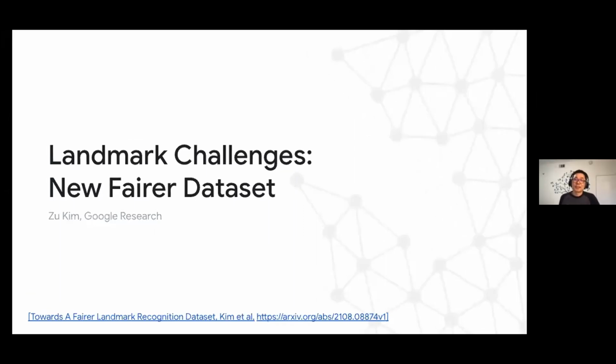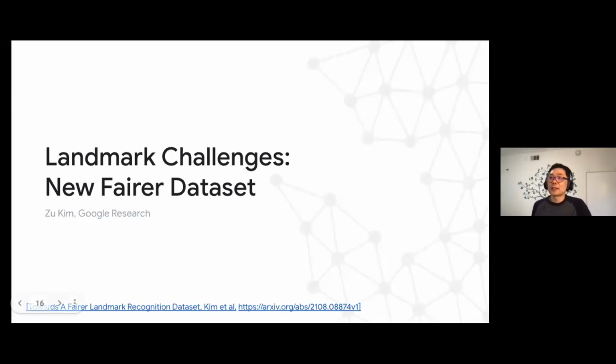I'd like to briefly present how we came up with this year's challenge dataset, which has an emphasis on fairness. This presentation is about this archive paper here, which was written in collaboration with many of the workshop organizers here, and also Google ML ethics team members. The paper is linked in the challenge website too.